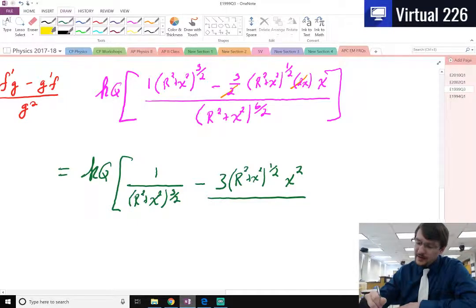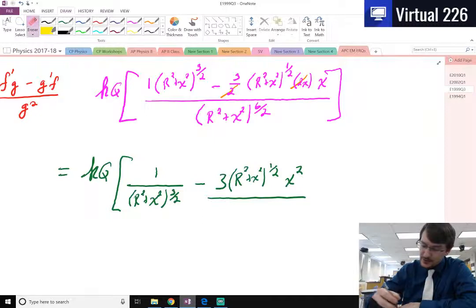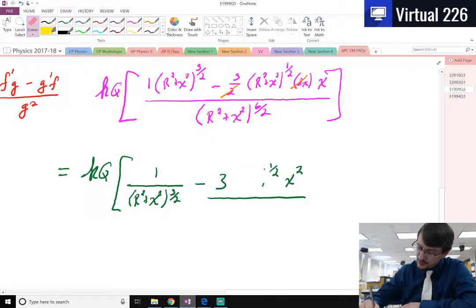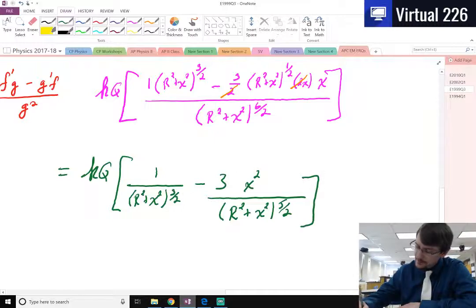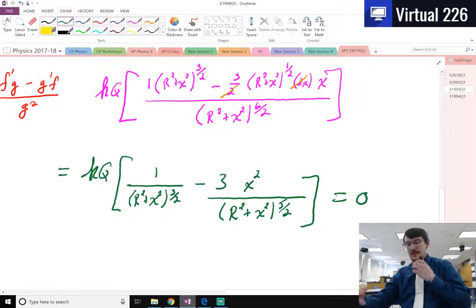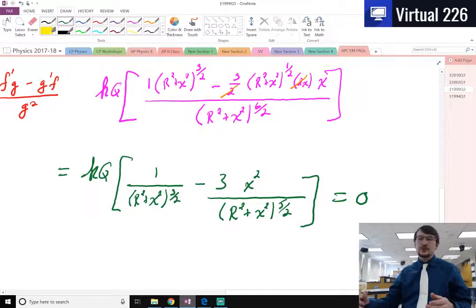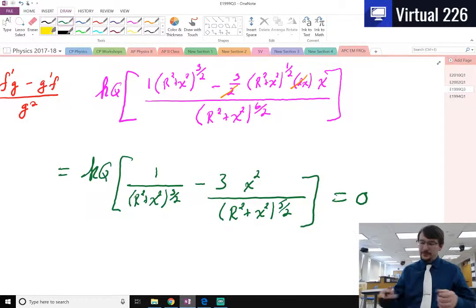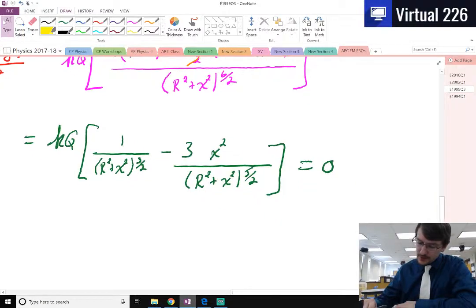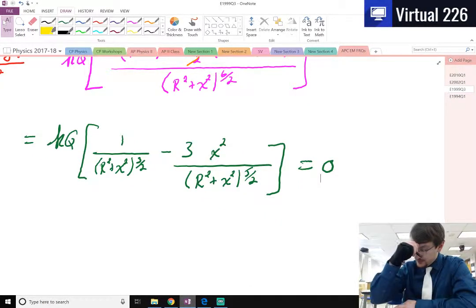And then because I still have this r squared plus x squared to the 6/2 in the denominator, it's actually going to eliminate this in the numerator here. And in my denominator, I'm just going to get r squared plus x squared to the 5/2. So I'll just tighten this up a little bit. And this equals 0, because that is the derivative, and we've set it equal to 0 to give us a maximum or a minimum. So looking at this here, how can I solve for a value of x?